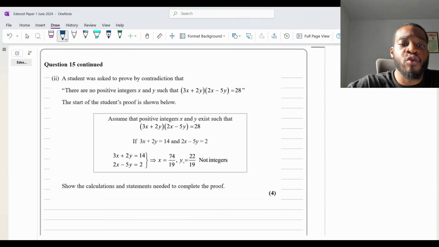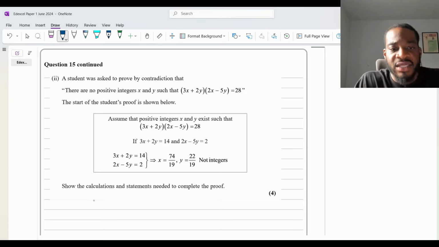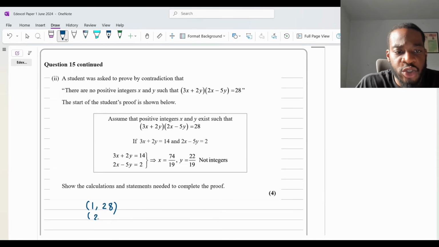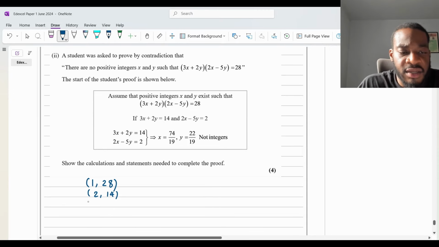So what we need to do is go through all of the possible pairings and solve this simultaneously. What I would do with this type of question is just list them out. So I've got the number 28. What are going to be the possible pairings? I'm going to put them in brackets like coordinates, right? The first one is going to be 1 and 28. The next one's going to be 2 and 14. Next one's going to be 4 and 7.